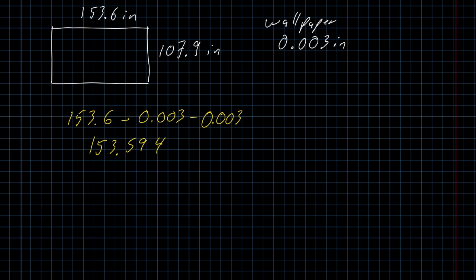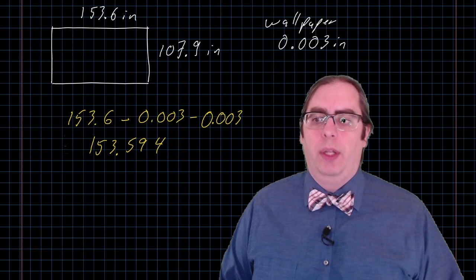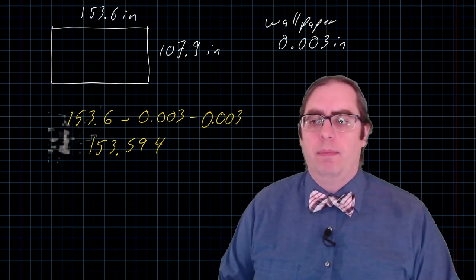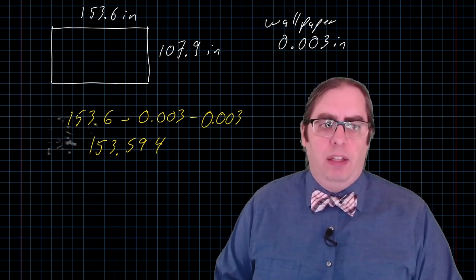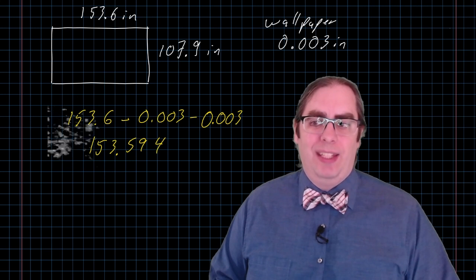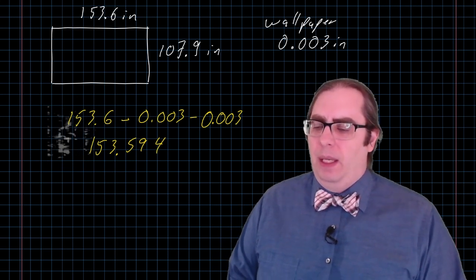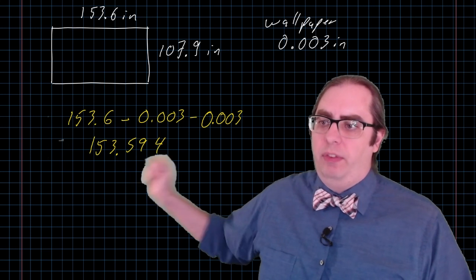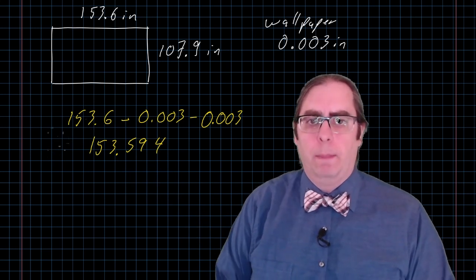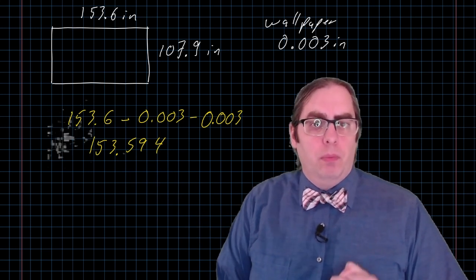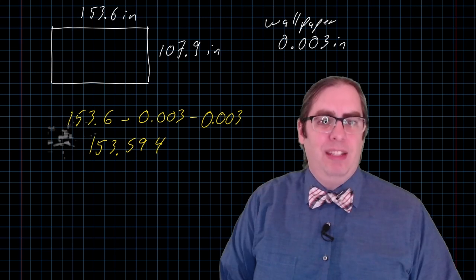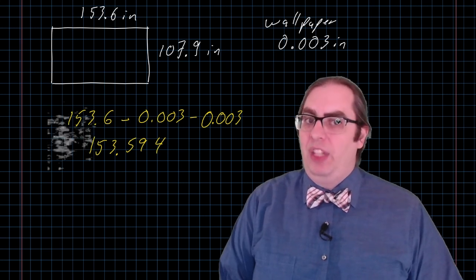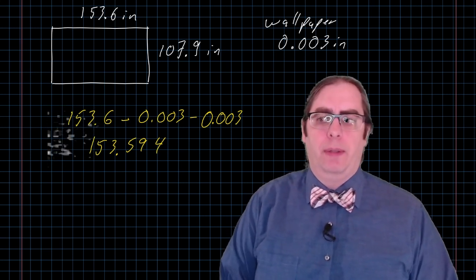And when you look at that measurement, you realize it's really not that different from what we started with, which is what we expected. And in fact, if you think about it, we can even take that a step further, because the difference between 153.6 and 153.594 is a more precise difference than what most tape measures are capable of measuring.